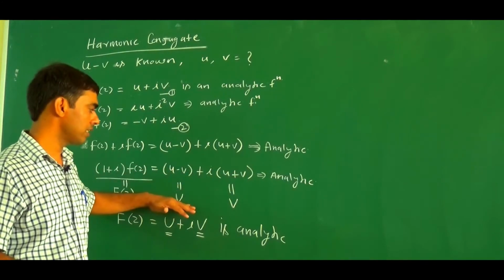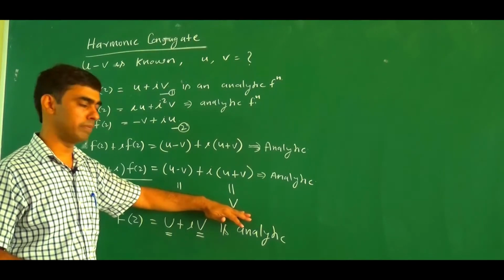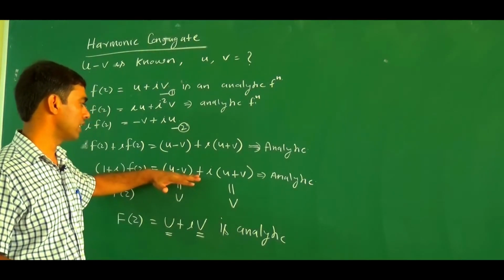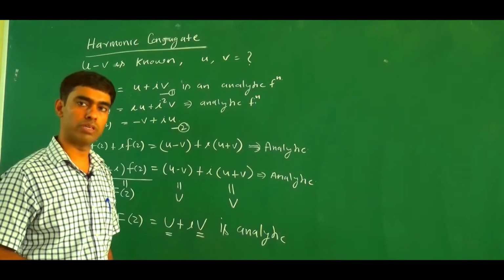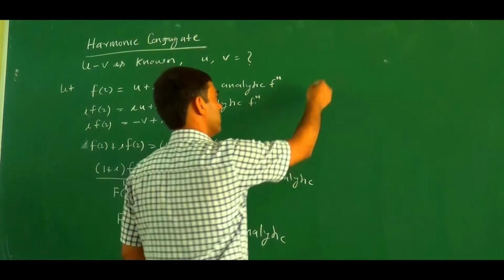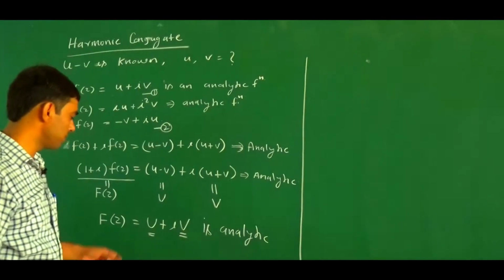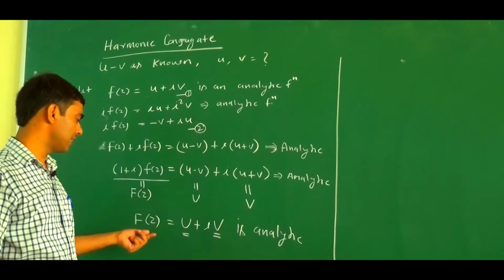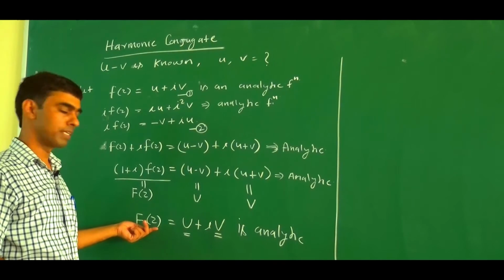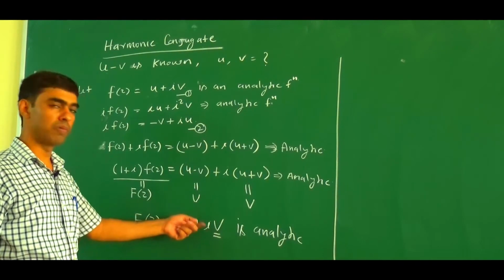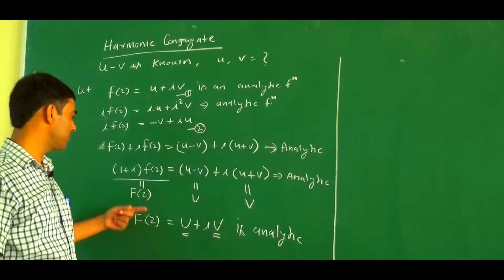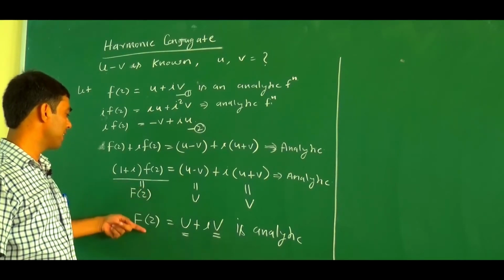If capital U is given, we find the value of capital V. Meaning, if U minus V is given, then we are able to find U plus V. Once we find capital U and capital V, then we find capital Fz, because capital Fz is U plus iV.